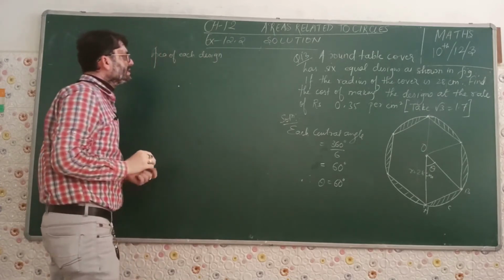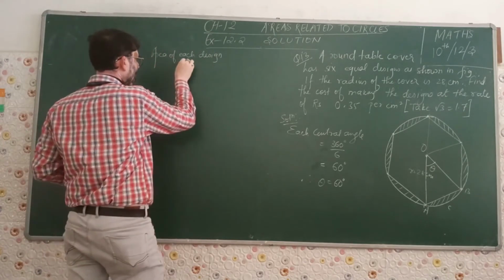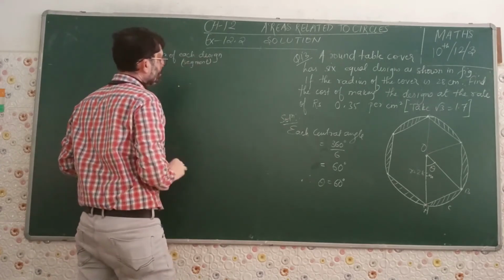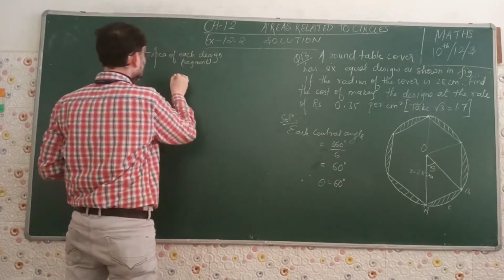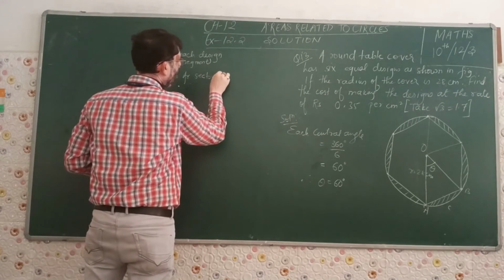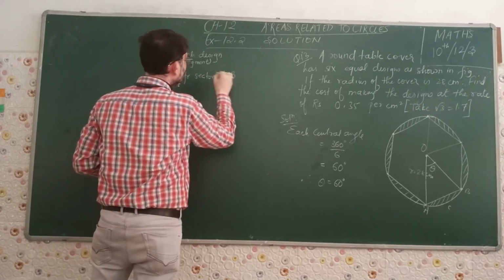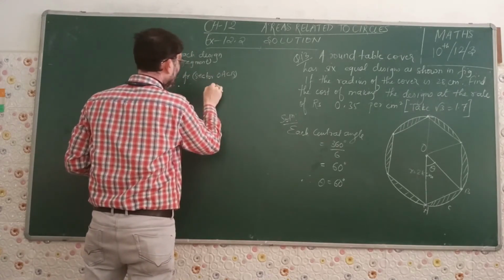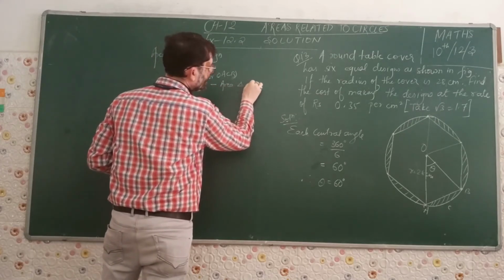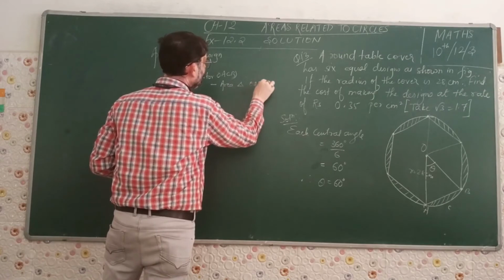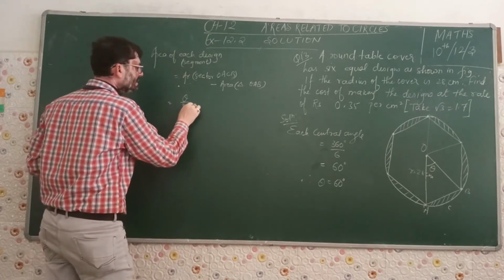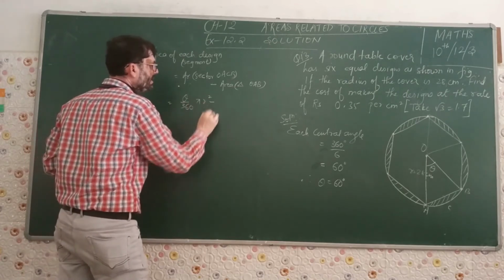The area of each design is in the shape of a segment. If you need to write it for your consideration, you can write: area of each design is equal to area of sector OACB minus area of triangle OAB. Area of sector is given by the formula theta by 360 into pi r square, minus area of triangle.